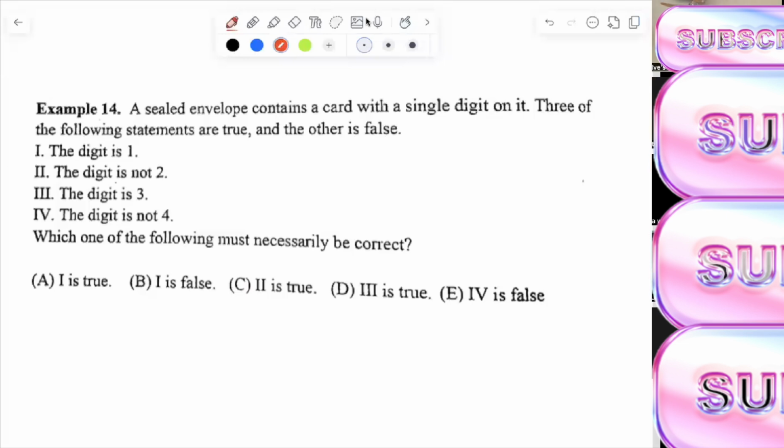Wouldn't it be 2, or no, I mean 1 or 3, because the digit... Please tell it through chat and I'll talk about it. Okay.